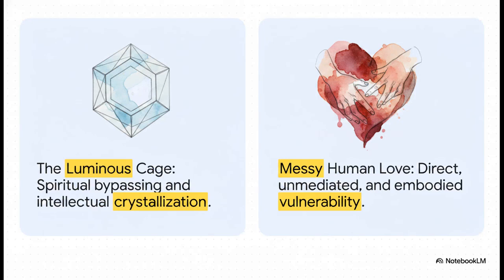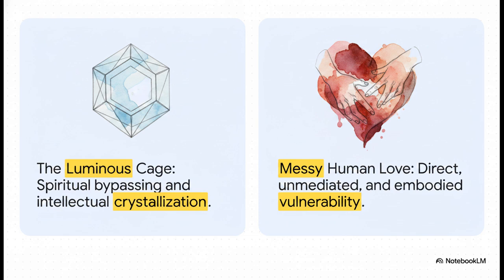And this brilliantly illustrates the core conflict of the whole process. On one hand, we have the luminous cage. This is when you use spiritual bypassing and intellectual overcrystallization to just build a fortress against vulnerability. The shadow impulse here is to stay perfectly pristine and totally untouchable inside your perfect little sphere. But on the exact opposite side is what that cage is so desperately trying to avoid: messy human love.